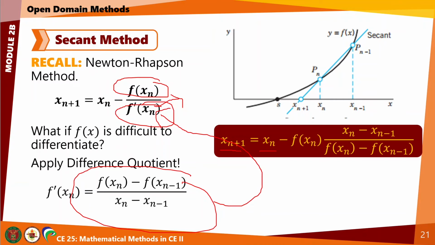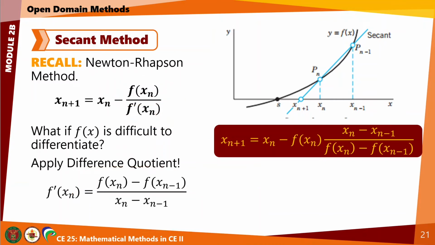Okay? So, dito, hindi mo na kailangan isolve yung first derivative ng function. Okay, di ba? Pero ang kailangan mo dito is meron kang 2 points. May dalawa kang initial points. Okay, dalawang initial guesses. So, we have x sub n saka x sub n minus 1. Right? So, balikan natin.